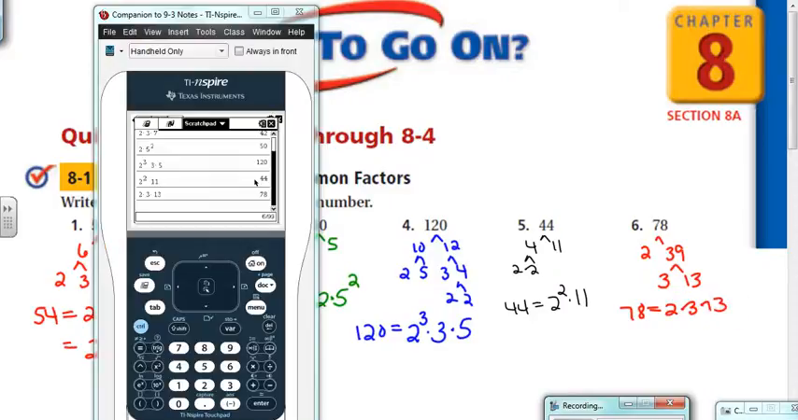And when I check it on my calculator, I know I've got it right. The only reason that I wouldn't be able to check it on my calculator, or I might think I'm right, is maybe I multiplied something that I didn't break down into prime numbers.